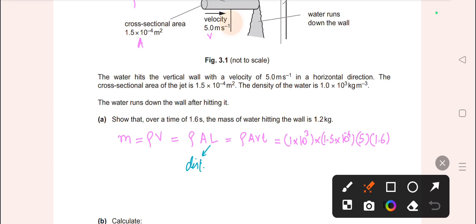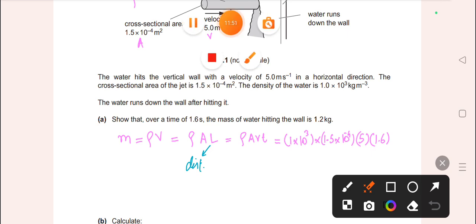We are not given the length directly, but length is actually the distance, and we are given the speed. So distance is speed multiplied by time. The speed is this, and the time is given, 1.6 seconds. So we put the values. Density and area are given, right? The length is speed times the time. You put the values and you will get your answer.